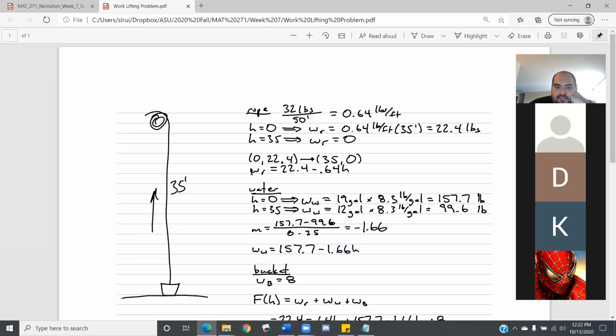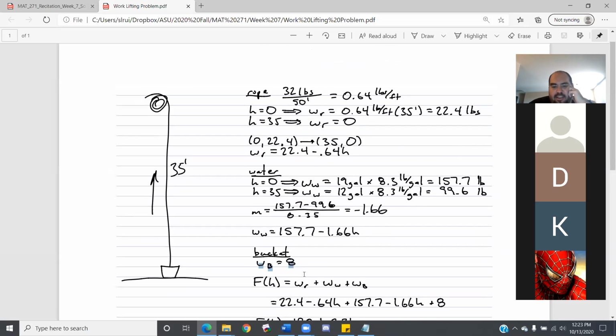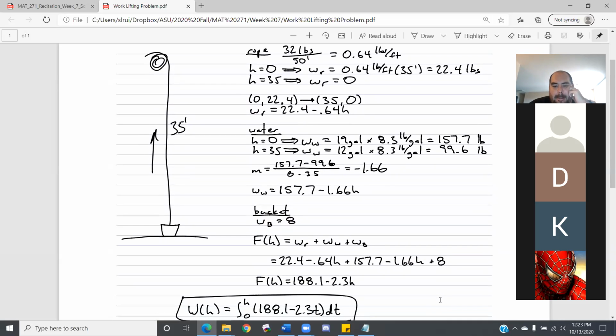So now I have the weight of the rope for any height, the weight of the water at any height, and even though it's really simple, the weight of the bucket at any height. Which means I can add those three together and get myself a total weight with respect to any height. And that comes out to 188.1 minus 2.3 h. So again, the most important part of this is the rate of change function. So any questions about how I got to this f of h function?